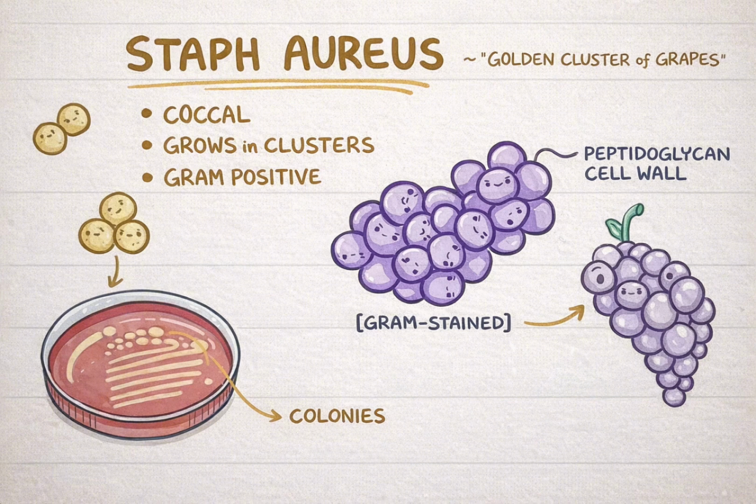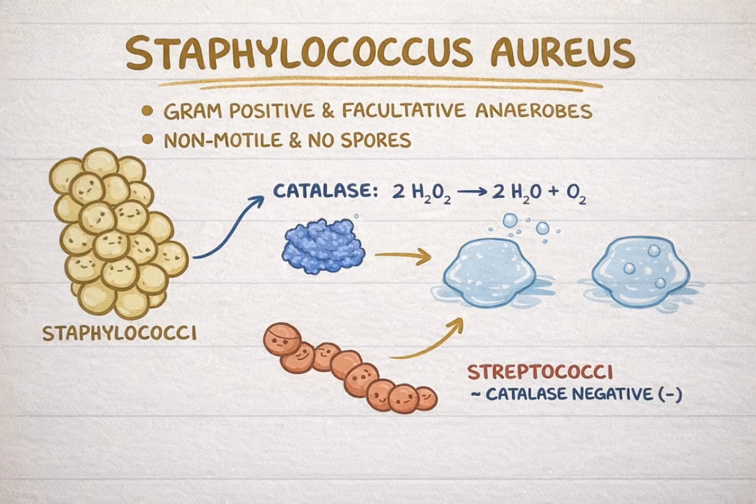it under a microscope. Now, when we stain it using something called a gram stain, it appears purple, which tells us that it is gram positive. This is because it has a thick peptidoglycan cell wall. Also, when it's grown in the lab on blood agar, the colonies look golden yellow, which is where the Aureus part comes from. Moving on, Staphylococcus aureus is what we call a facultative anaerobe.